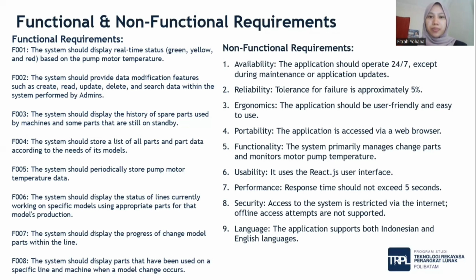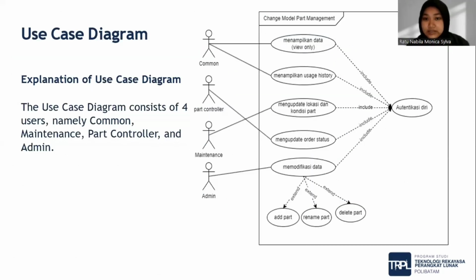Non-functional requirements. Number 1, availability. Number 2, reliability. Number 3, ergonomy. Number 4, portability. 5, functionality. 6, usability. 7, performance. 8, security. And 9, language.